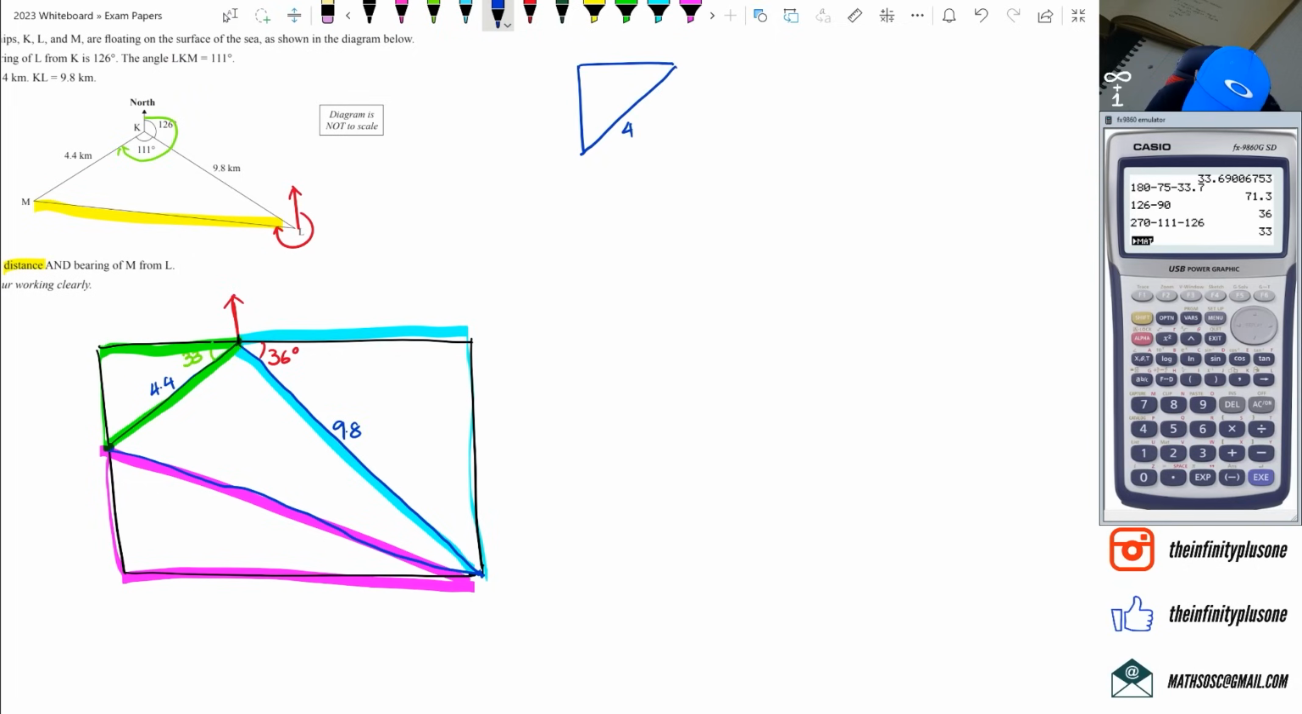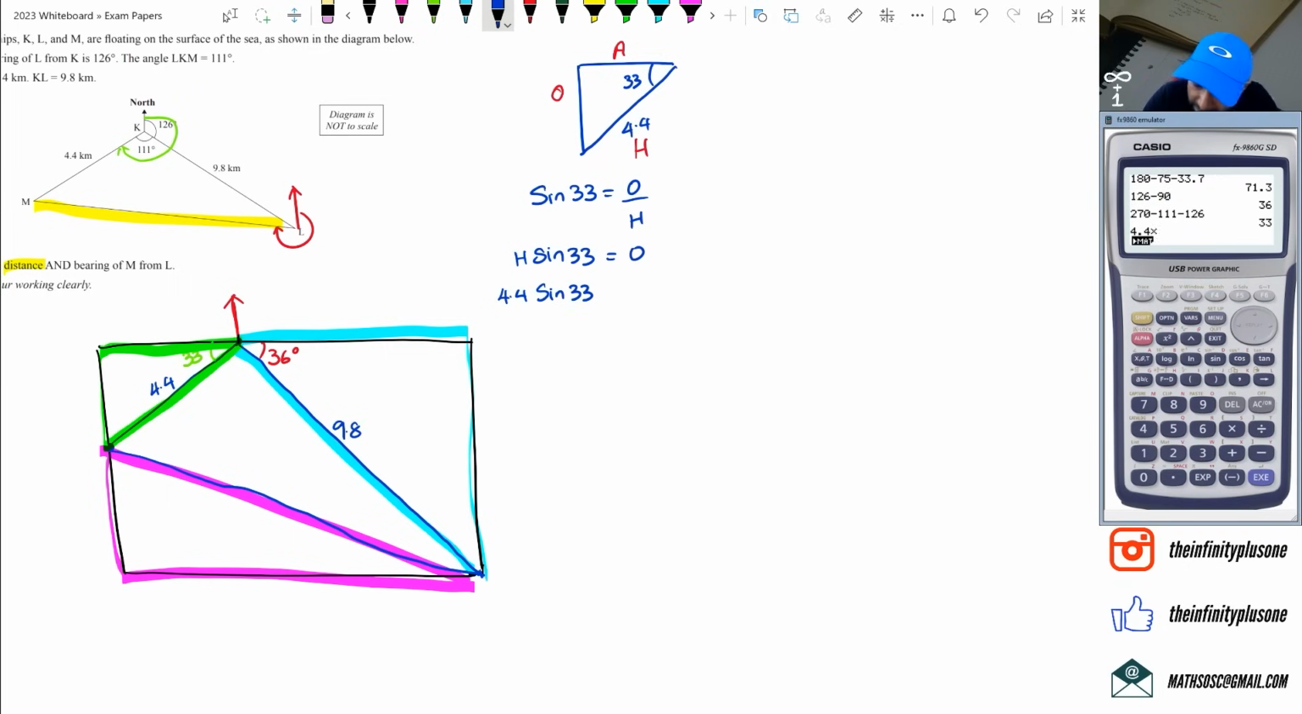So we'll start off with the green triangle, because this is 4.4 and this is 33 degrees. So with that, I need to figure out what the opposite is, and also what the adjacent is. So I'm going to do that first. I've got the hypotenuse here, so I'm going to use sine and cos. First I'm going to work out sine of 33 equals opposite over hypotenuse. So hypotenuse times sine 33 is equal to opposite, and that is 4.4 times sine 33.